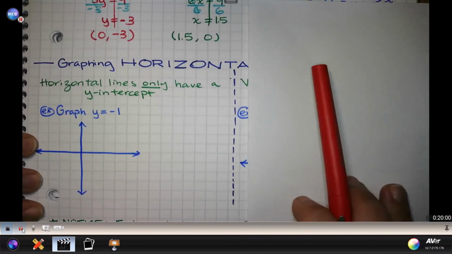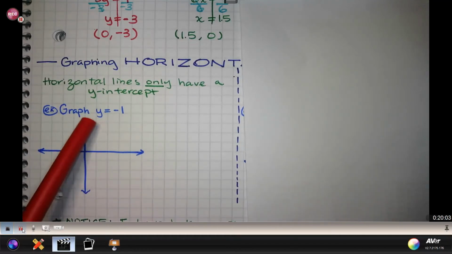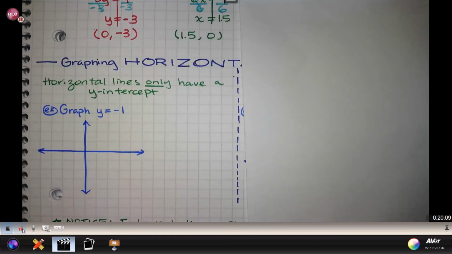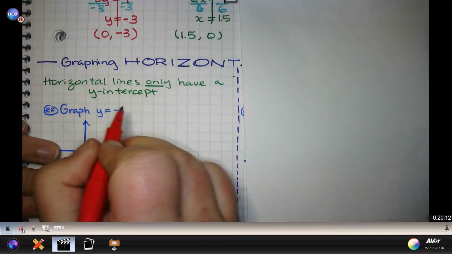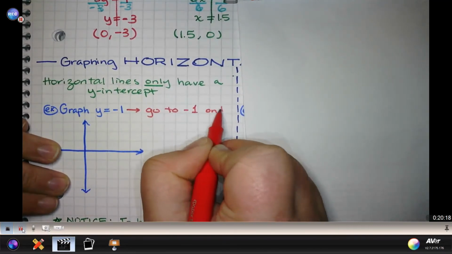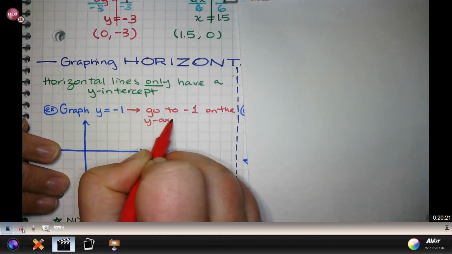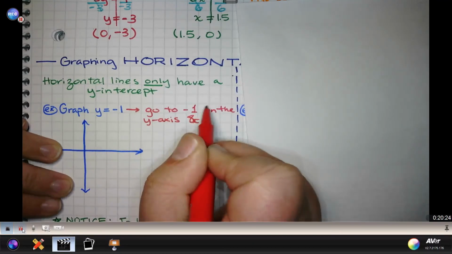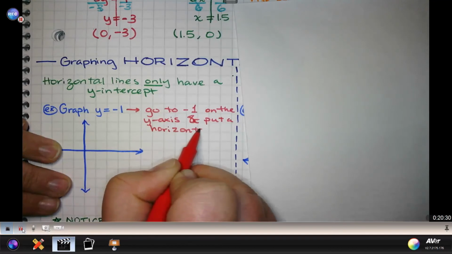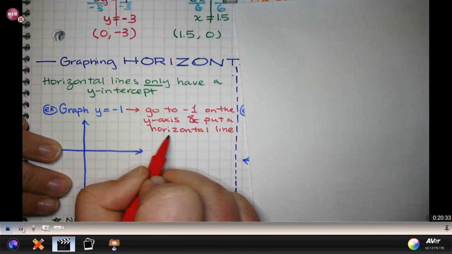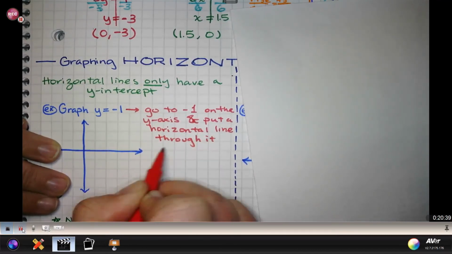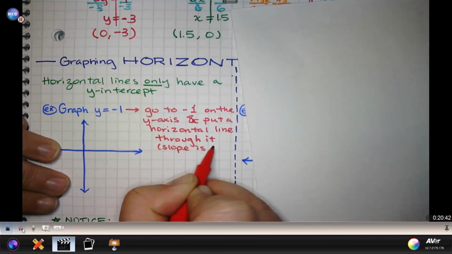And you'll kind of see how that works here in a second. So let's start with a horizontal line. So remember, horizontal lines are y equals. Okay, the slope is 0. So it says graph y equals -1. So what we want to do is simply go to -1 on the y-axis and put a horizontal line through it. Remember, the slope is 0.